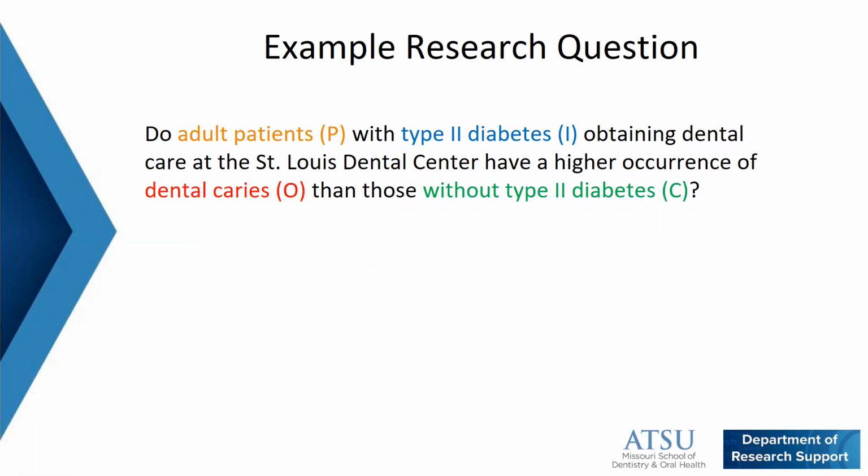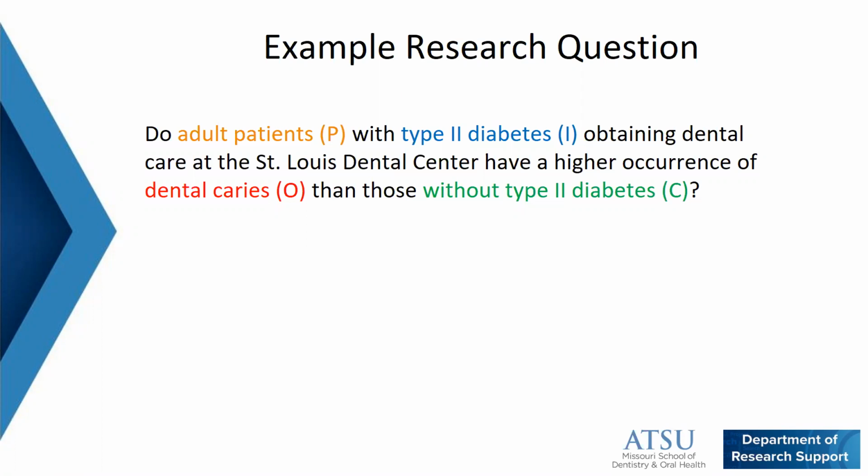Now it's time that we go back to our unfocused research question and transform it into a focused question under the PICO framework. So here I have the same example, but it is now in a more focused way. So the question is, do adult patients with type 2 diabetes obtaining dental care at the St. Louis Dental Center have a higher occurrence of dental caries than those without type 2 diabetes? As you see, I have highlighted each component of PICO in this question.